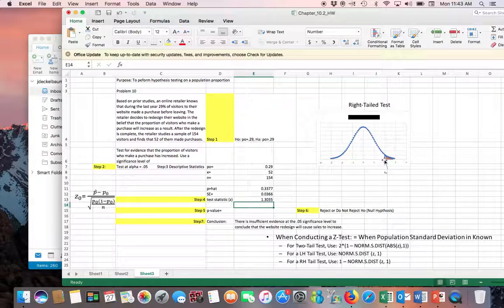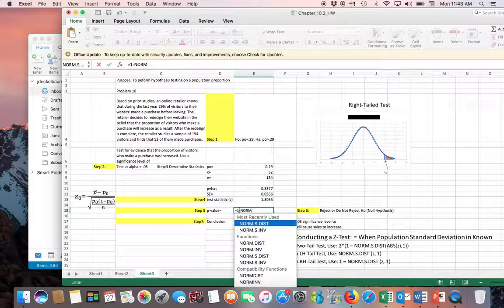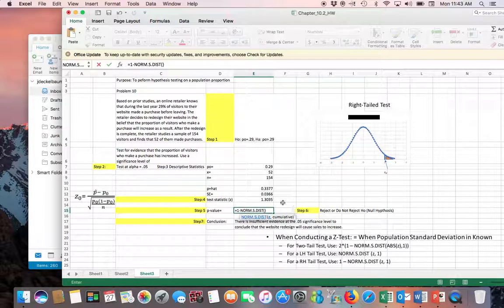Step 5, now we want to calculate the p-value associated with this test statistic. Because this is a right-tailed test, we're going to use 1 minus NORM.S.DIST(z, 1). We're going to plug in our test statistic, cumulative, and our p-value is 0.0962.